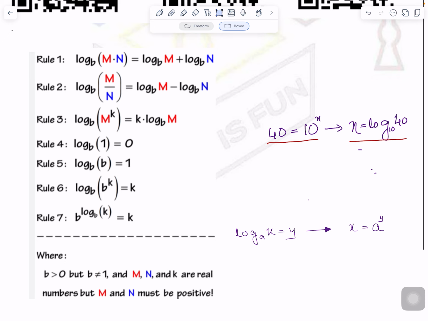Okay. So the first rule is, and these you do not remember in one time. So it will take some time. When you practice again and again, you get it.